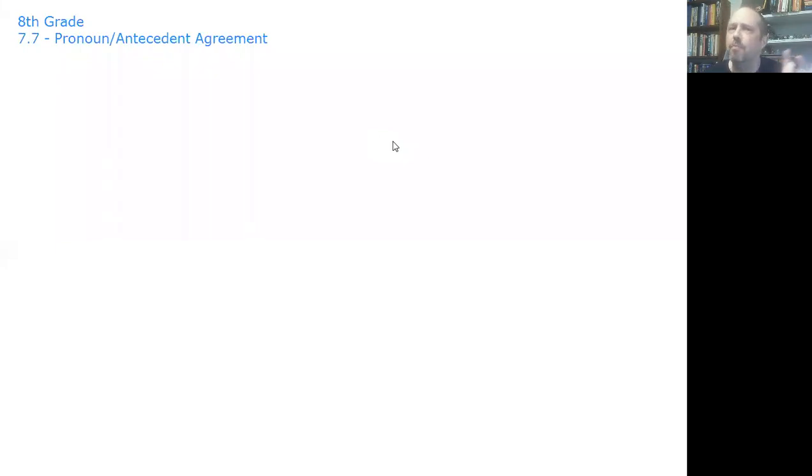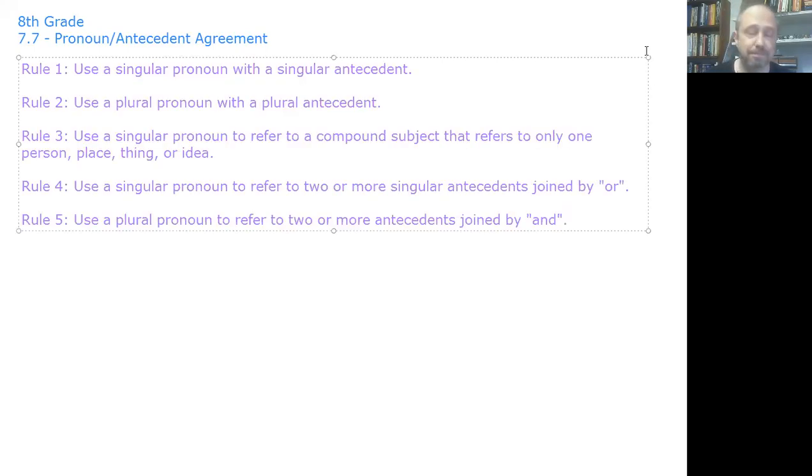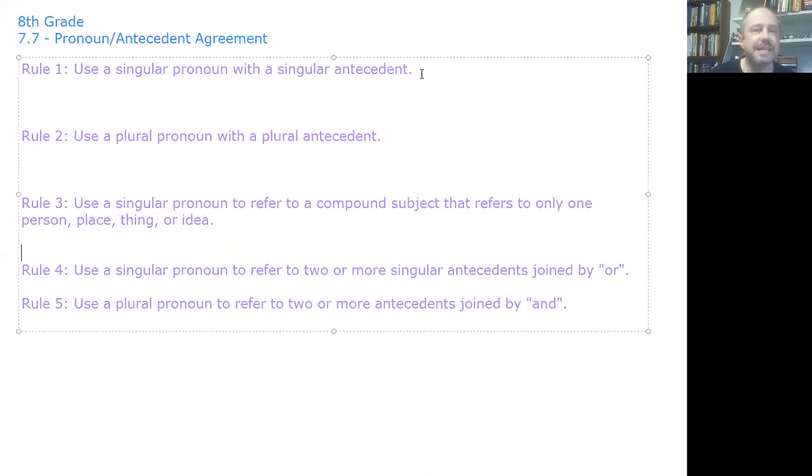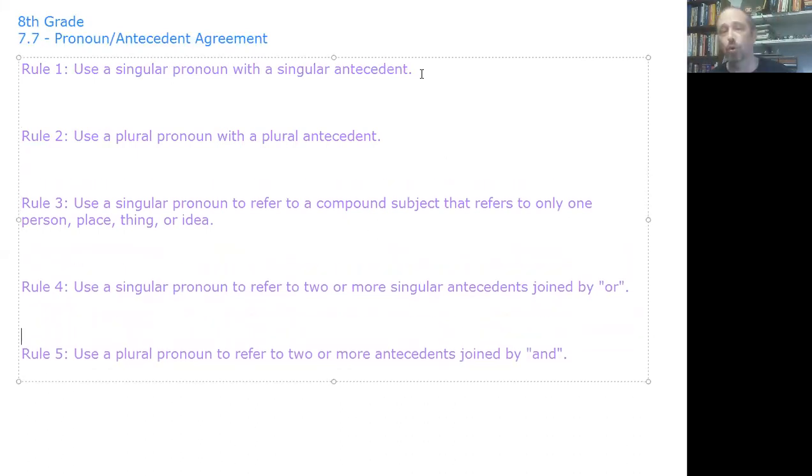So when we're looking at pronoun, antecedent, and agreement, there are 5 rules that we need to be aware of. And those rules are these. Let me space these out a little bit, and I'm going to put sentences that illustrate each rule in between. I'm going to switch colors of typing to do that.